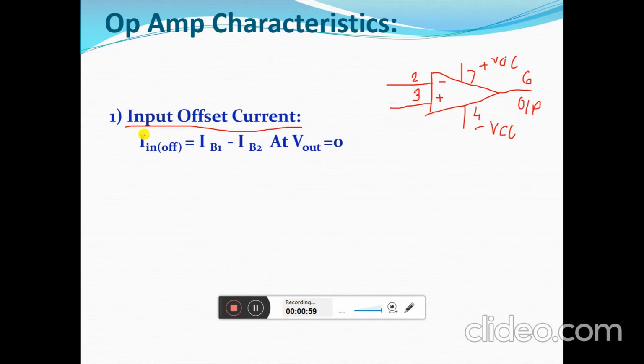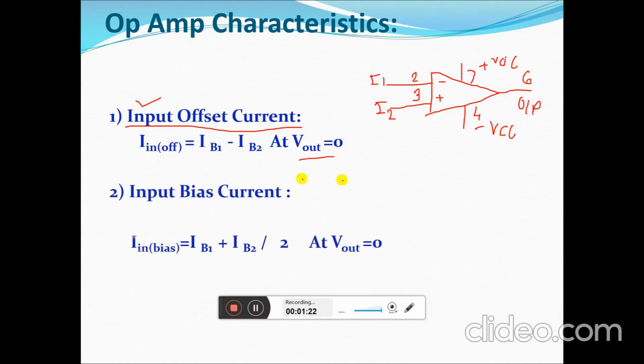Input offset current means the difference between the currents in such a way that your output voltage is equal to 0. That means it is the difference between the I1 current and I2 current, in such a way that our output voltage becomes 0. This is known as the input offset current.